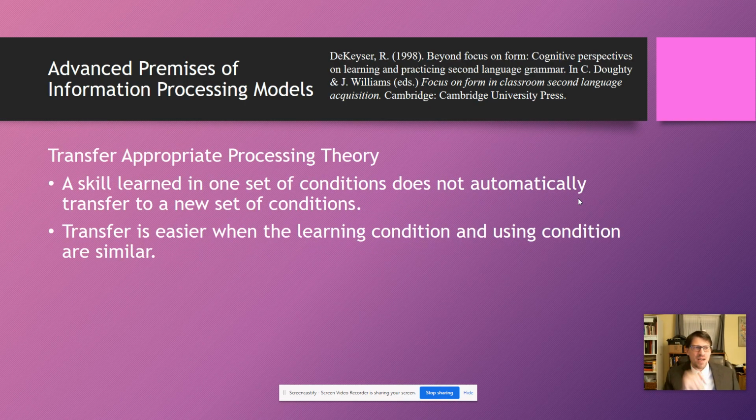This is a nice theory. It's transfer appropriate processing theory, TAP. This comes from DeKeyser. I think this is something that teachers really need to keep in mind. The idea is that a skill learned in one set of conditions does not automatically transfer to a new set of conditions. Transfer takes some effort, it takes some practice, but transfer is easier when the learning condition and the using condition are similar. So, for example, people learn how to use a grammar form on a worksheet.